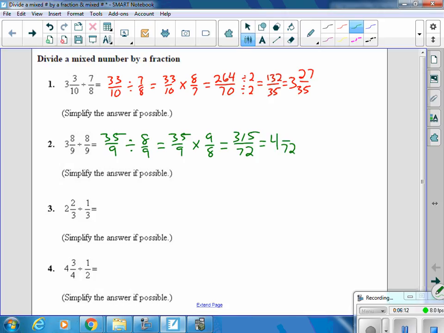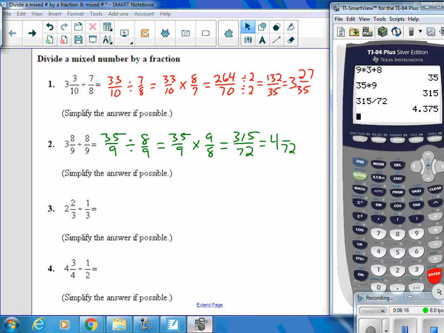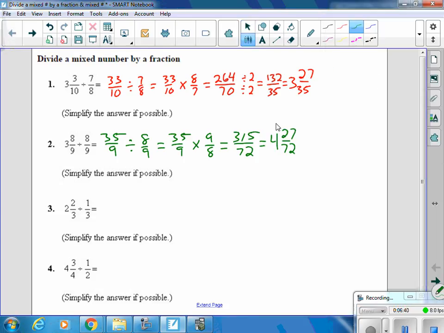Okay, I know my bottom is going to be 72. So now what I need to do is take the 72 times the 4 and see what that is. Okay, well that's 288. So now to get my top number, I need to know, what's the difference between 315 and 288? Okay, it's 27. So now I know my top number is 27.